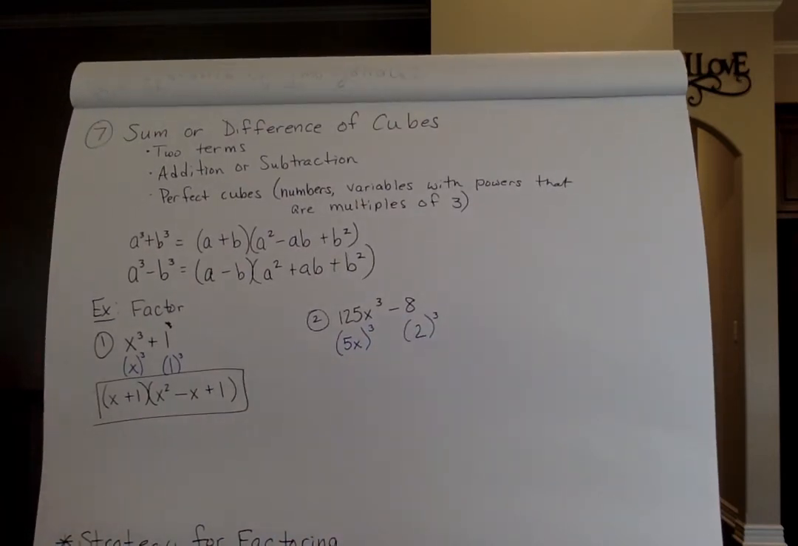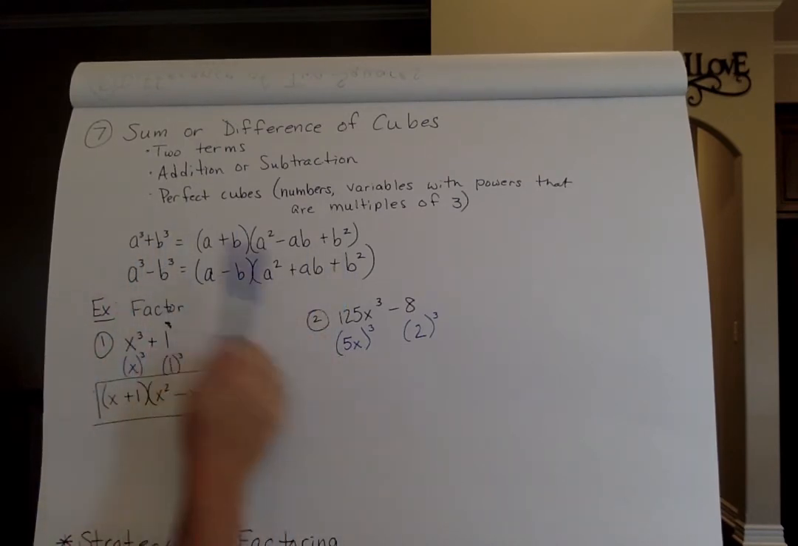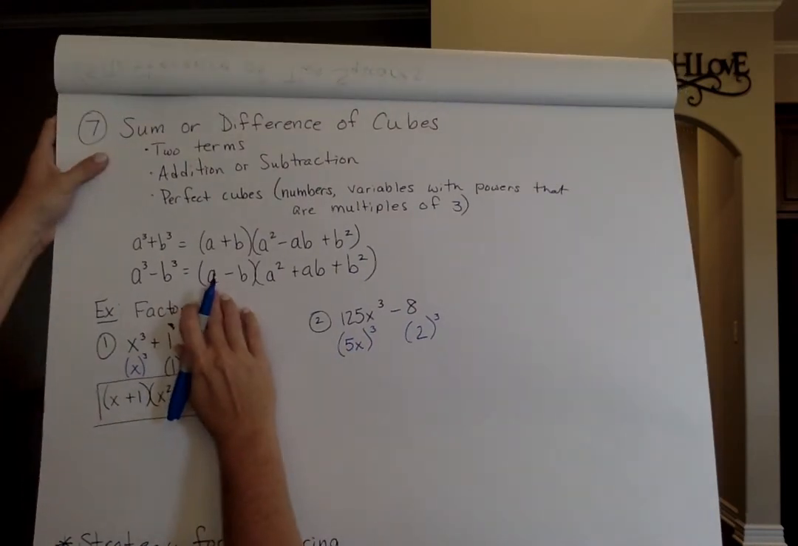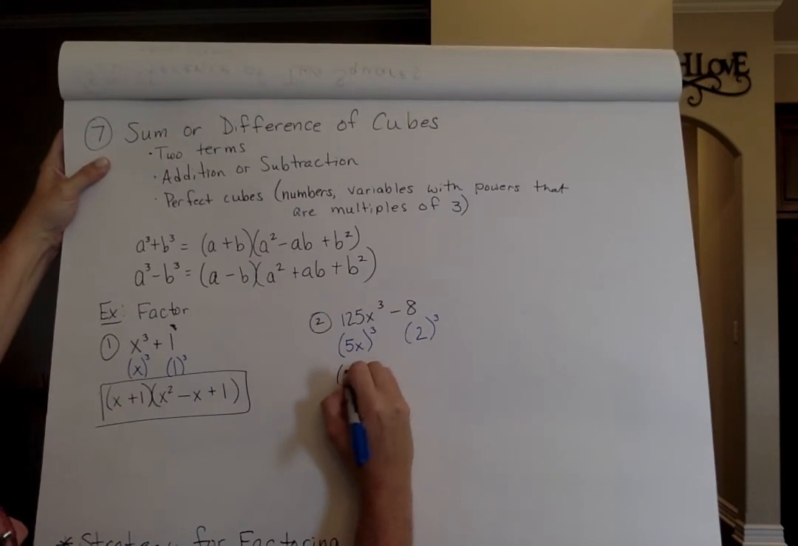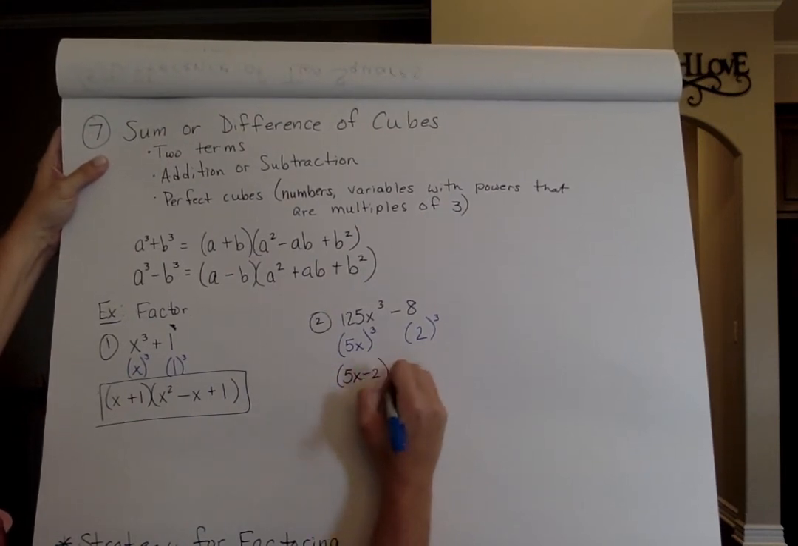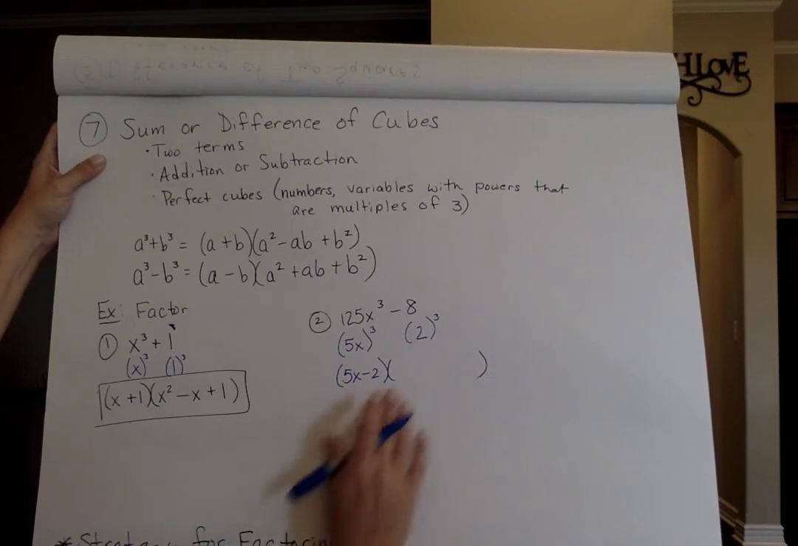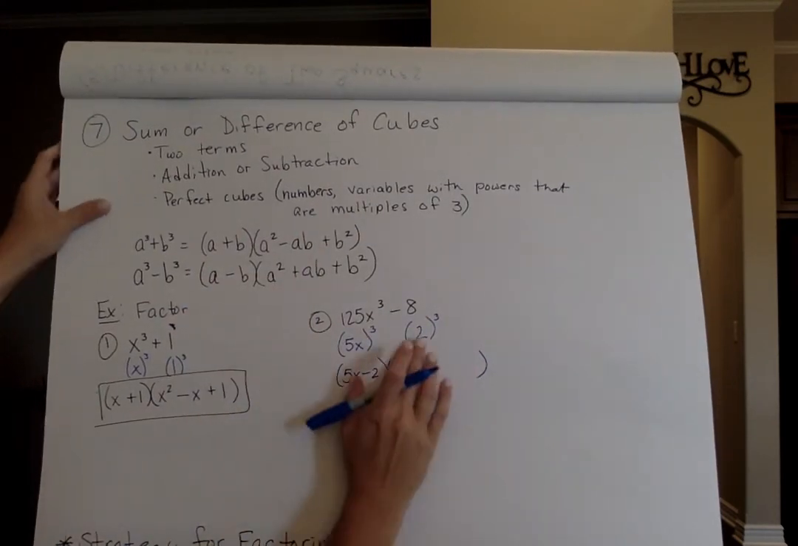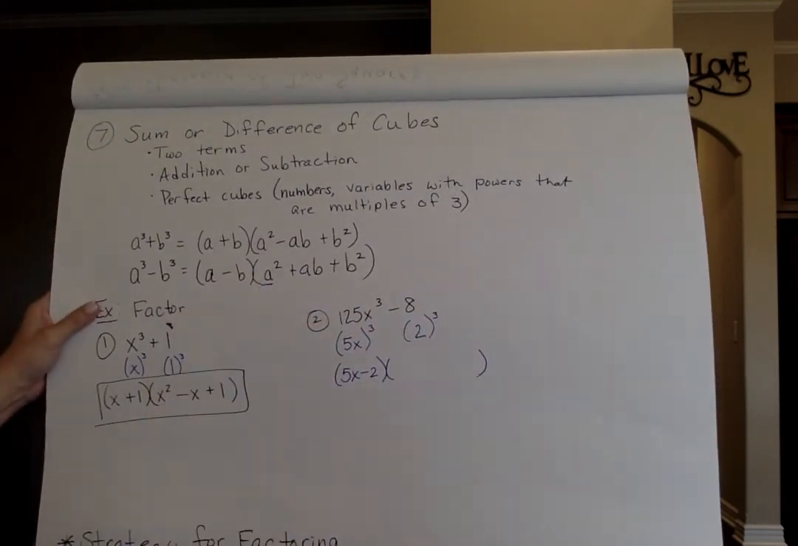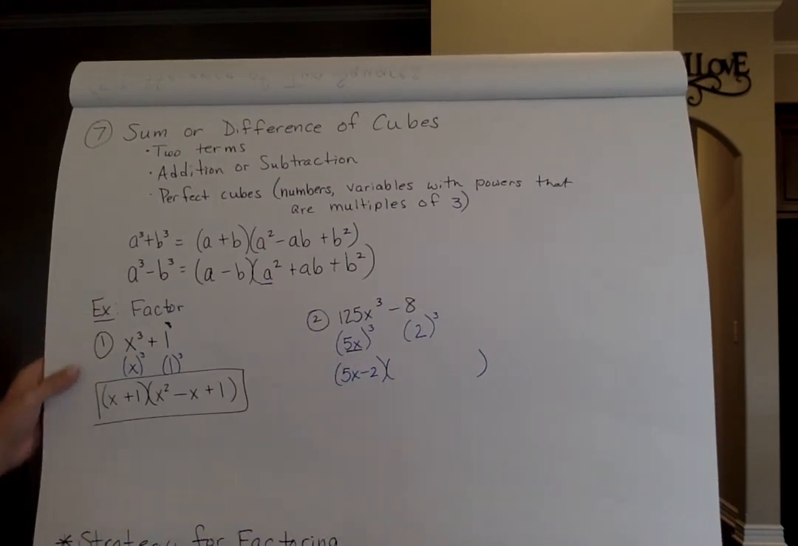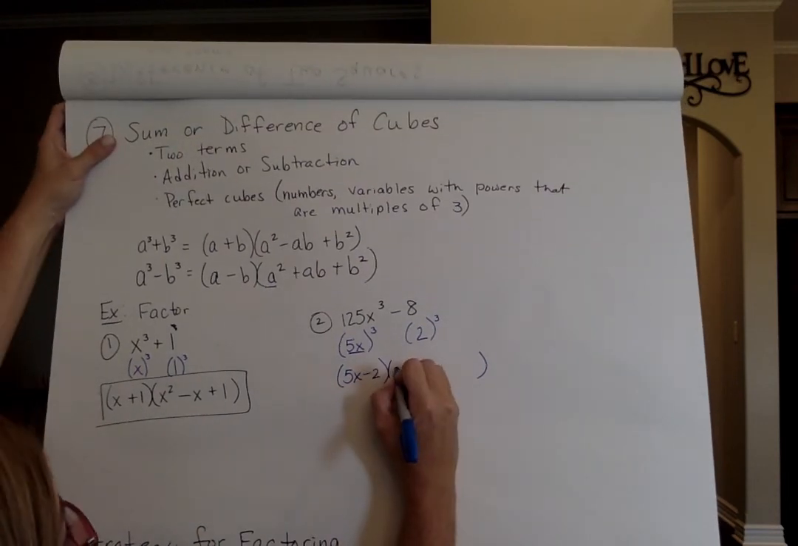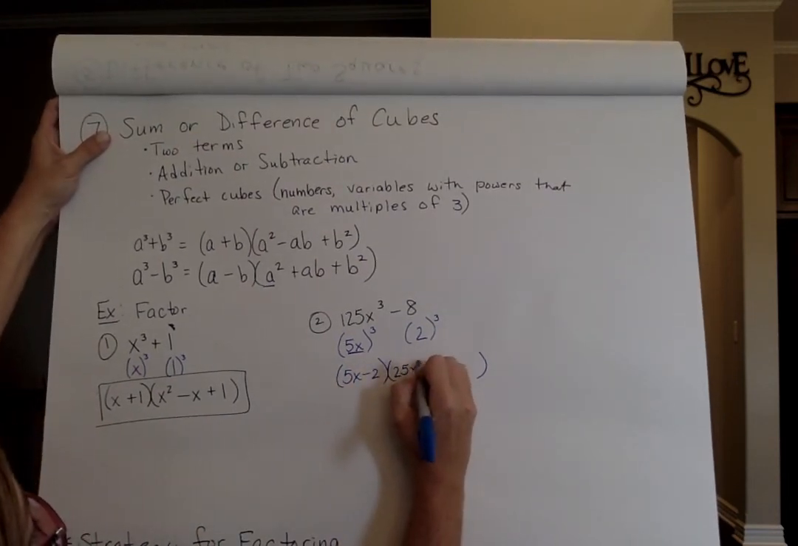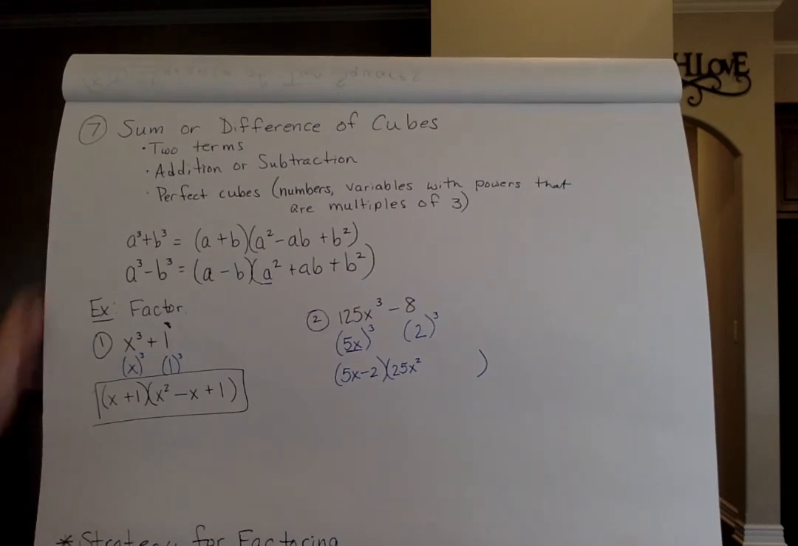That's 2. So now I'm going to be following this pattern, but again, instead of a and b, I'll be using 5x and 2. So instead of a minus b, we're going to have 5x minus 2. Now, be careful here, because now I need a squared. I need this thing squared. And remember what happens when we square 5x. We don't get 5x squared. We get 25x squared. We have to square the 5 and square the x.